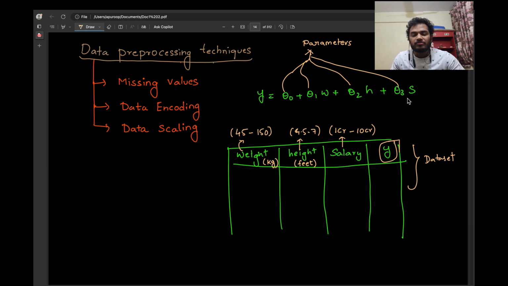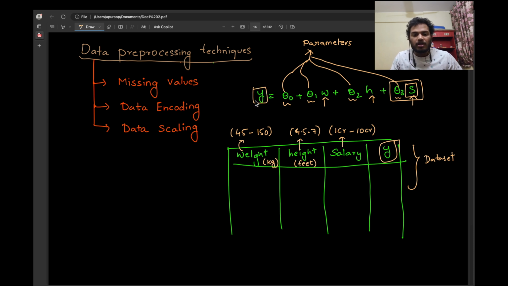But let's see what problem will occur here. Our salary is in the range of 1 crore to 10 crores, whereas height is in the range of 4.5 to 7, which is very small compared to salary. Similarly, weight is from 45 to 150, which is about 10 times height, and salary is some 10,000 times or 1 lakh times the weight. So the difference in these scales is too high, right? Because of this difference, what will happen? This is a specific mathematical equation, so if we give a very big number in one specific feature, then since theta 1, theta 2, theta naught are all random values initially, it will obviously contribute too much to the output.